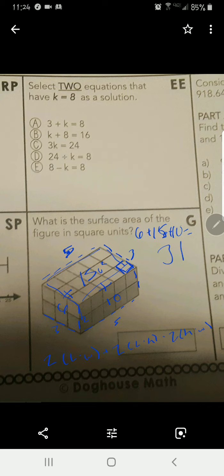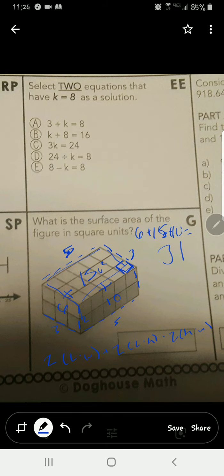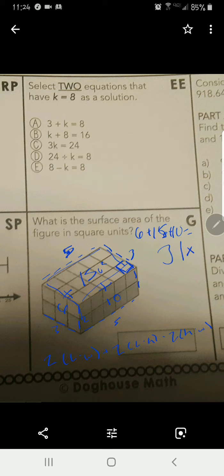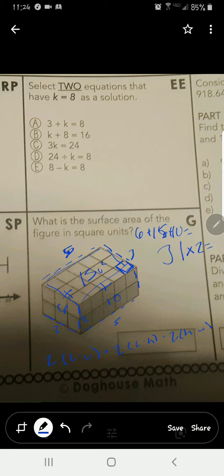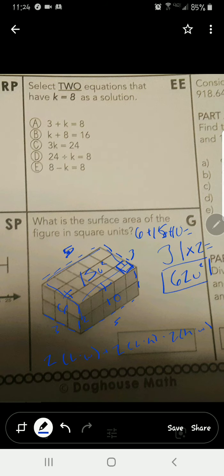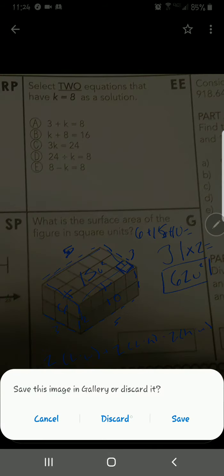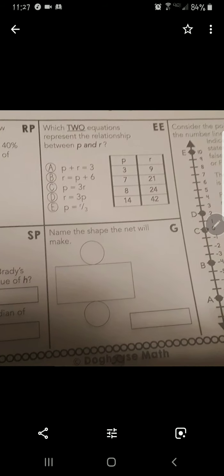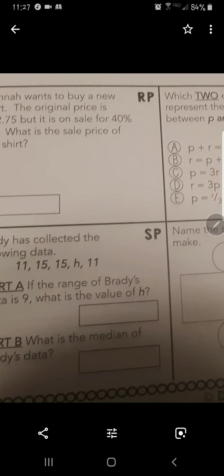31. And then we can multiply it by 2, which is 62. So it's 62 units squared. Yep. That's it. We'll go on to the next page. Okay.